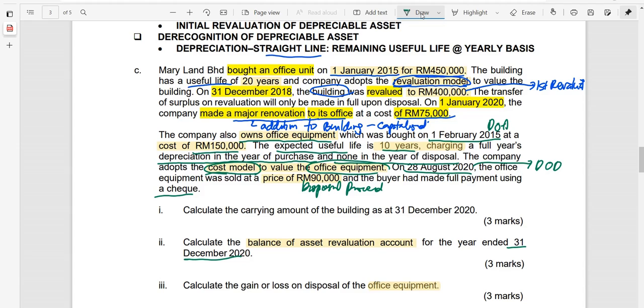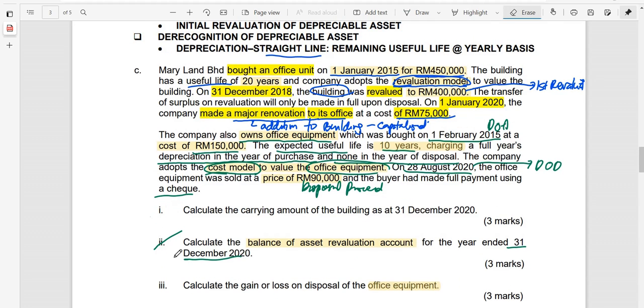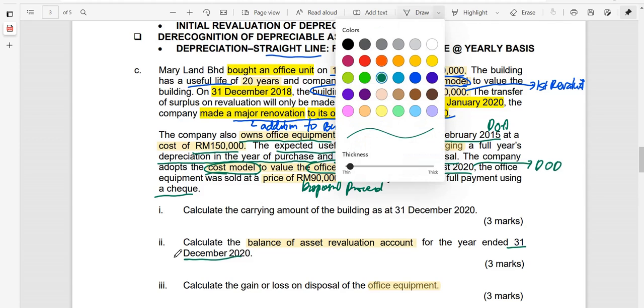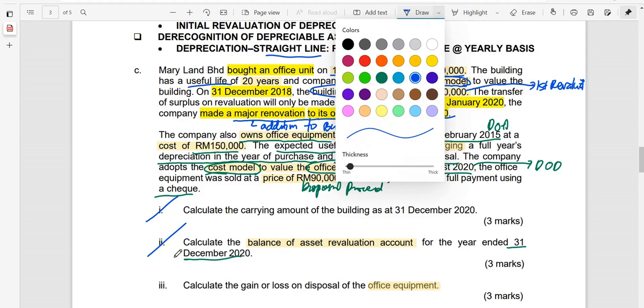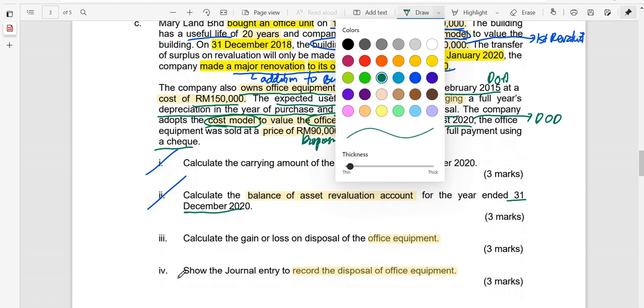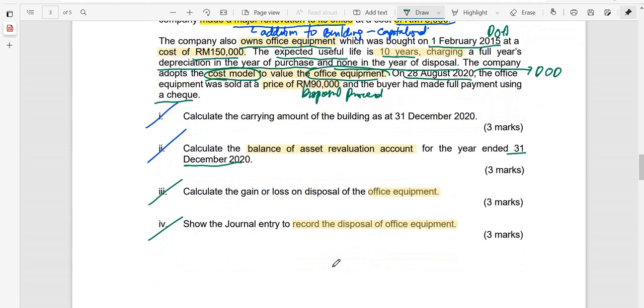So you are asked to calculate the carrying amount of the building on 31st of December, which is related to the first paragraph. The asset revaluation reserve balance also on 31st of December 2020 related to the first paragraph, right? So the first paragraph means that it relates to the blue font, which I used earlier, these two. And you are also asked to calculate the gain on disposal for the office equipment, as well as the journal entry to record the disposal of the office equipment.